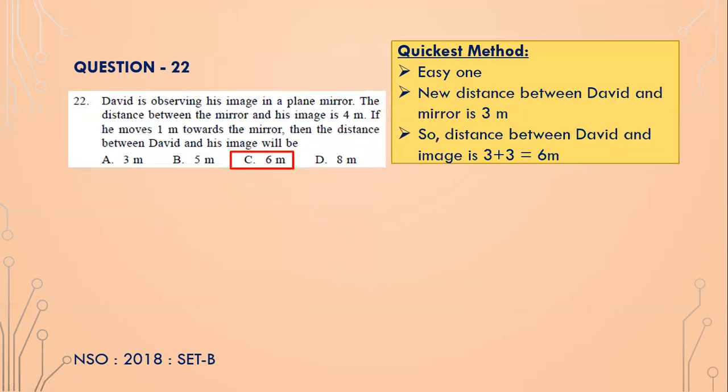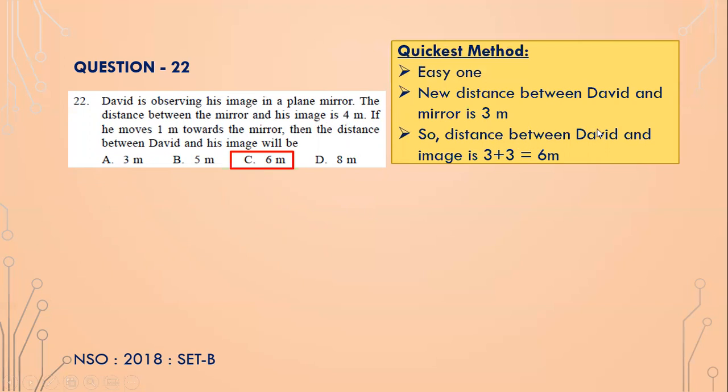David is observing his image in a plane mirror. The distance between the mirror and his image is 4 meters. If he moves 1 meter towards the mirror, then the distance between David and his image will be, again, an easy one. The new distance between David and the mirror will be 3 meters, because right now the distance between the mirror and David is 4 meters, and 4 minus 1 is 3.